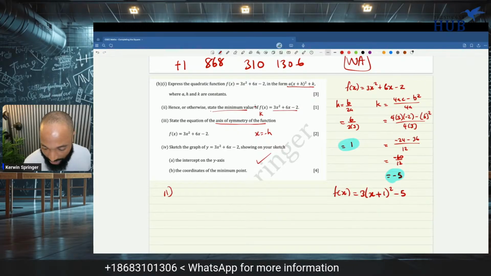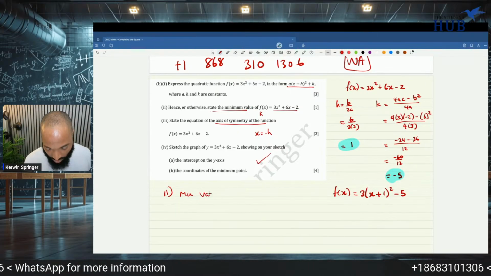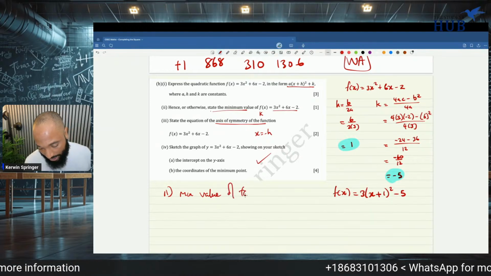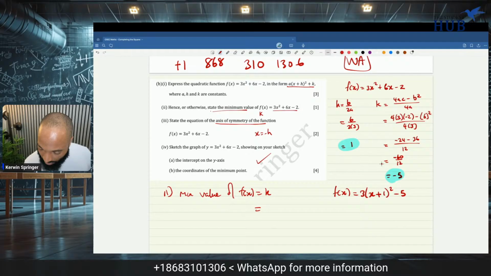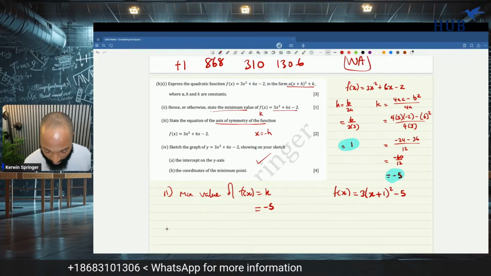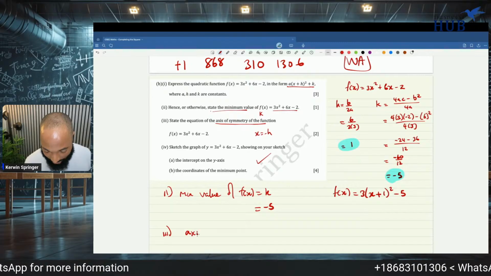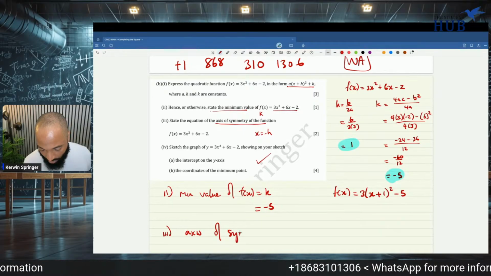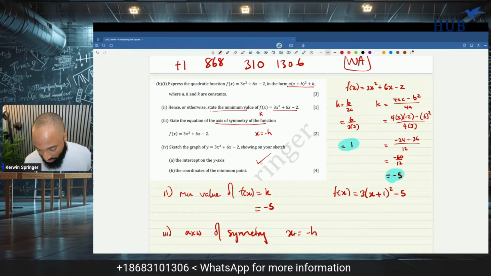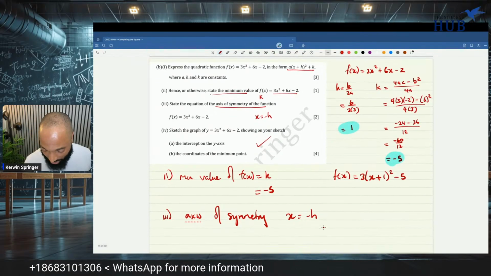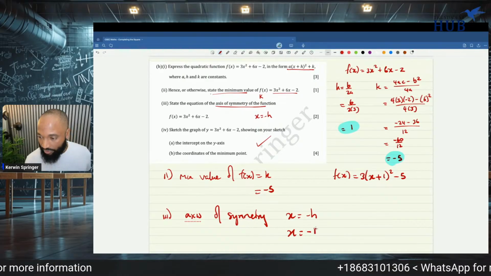Part 2, hence how do I state the minimum value? Minimum value of f of x is k, is negative 5. State the equation of the axis of symmetry. The axis of symmetry is always x is equal to negative h, and you have to literally write x is equal to negative h, and then write x is equal to what is h? 1, negative 1.